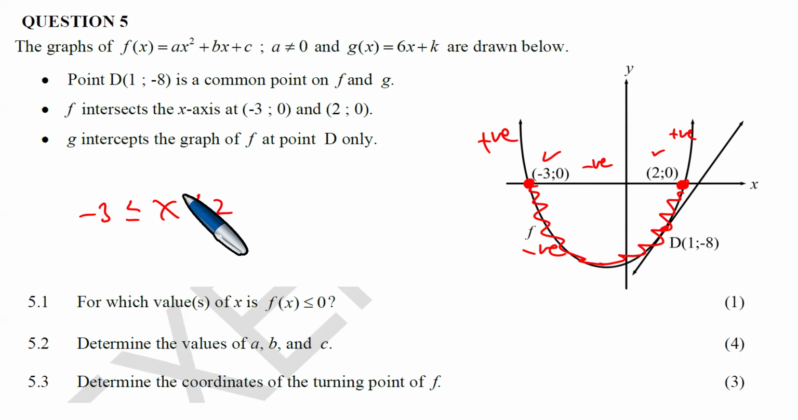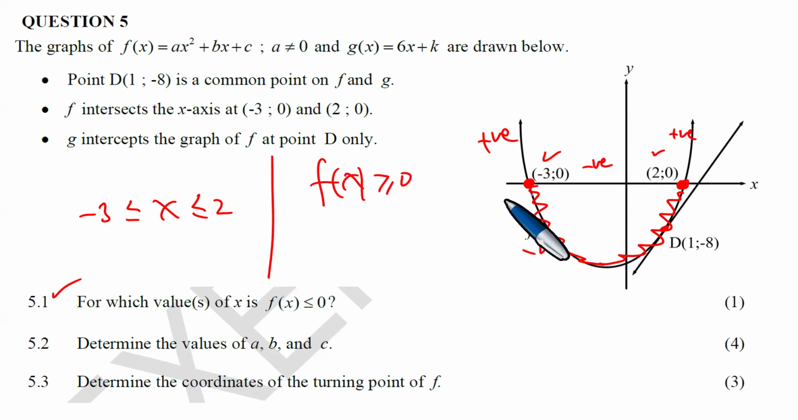So the answer to 5.1 would be between minus 3 and 2. That is when this is less or equal to 0. But we can also investigate where this is greater or equal to 0. The greater or equal to 0 parts, for instance, would be when x is less or equal to negative 3, or x is bigger or equal to 2. At x equal to 2, it is 0, and greater than 0 beyond that. Okay, so we continue to analyze the next question.